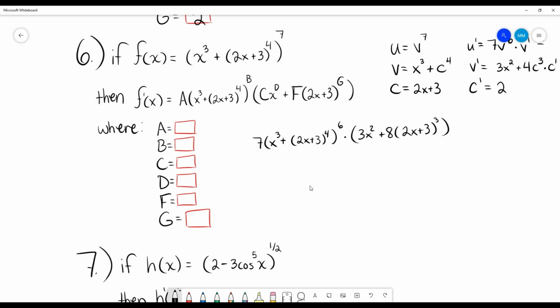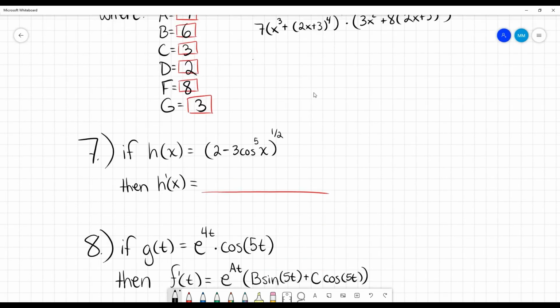Let's see, we've got an a on our outside, that's right. We've got an x cubed plus this to the power 4 to the power of b, good. All times, yep, looks like it's in the right form. So we see our a is 7. We've got all of this, our b is 6, c is 3, D is 2, F is 8, and G is 3. All right, we're making some headway.